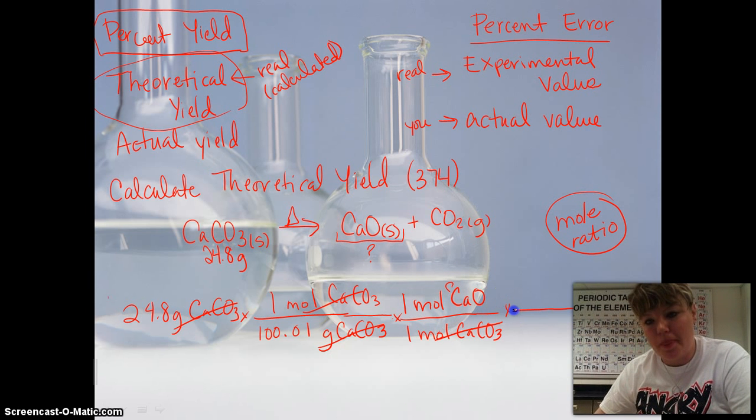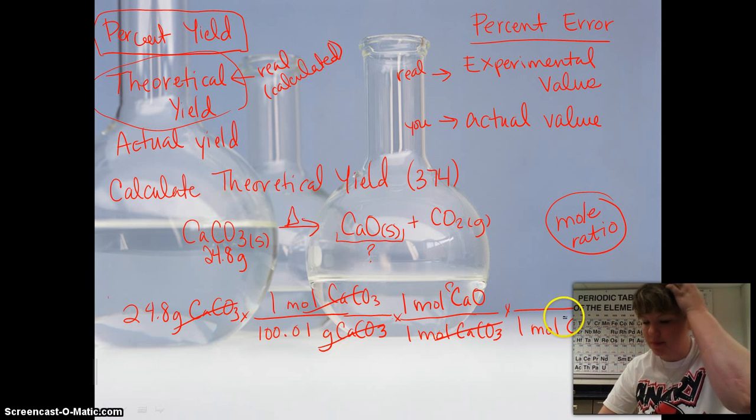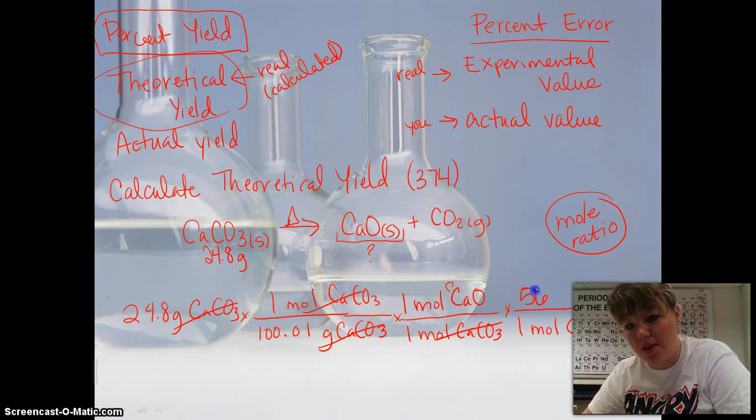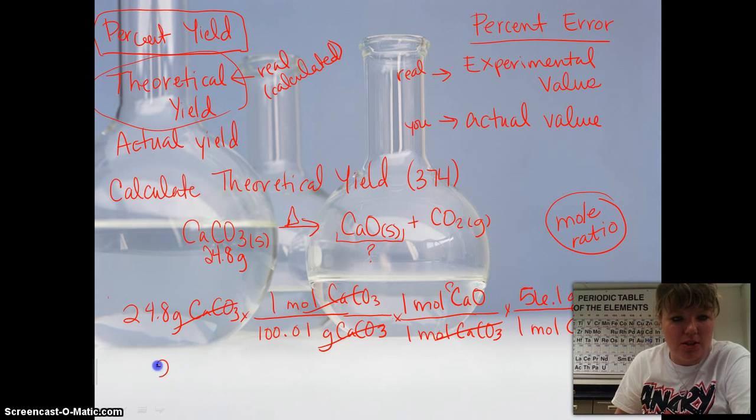So now we're going to put 1 mole of CaO on bottom. If you calculate the molar mass of that using the periodic table, we would get 56.1 grams of CaO. And now we are just going to go through and we take 24.8 grams, we would divide that by 100.01, and then we would multiply this by the 56.1 grams.